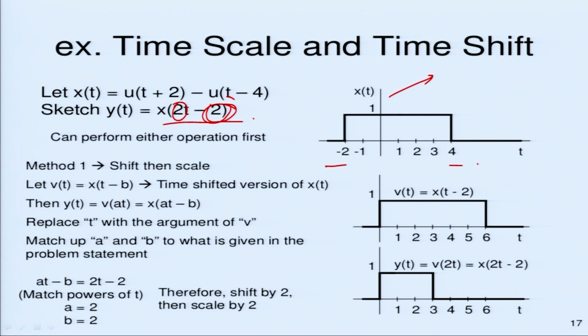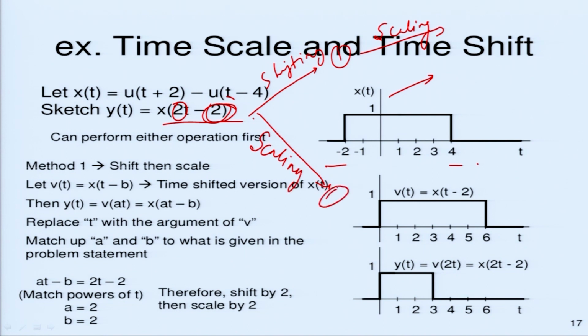So, how do we do it? Basically there are two ways of doing it. Either you can do shifting first, then scaling, or you can go by scaling first, then shifting. You can choose either of the methods. In both methods you will get the same result, because the signal characteristics should not change, only the delay or speed up can happen. So, see how we can do it.